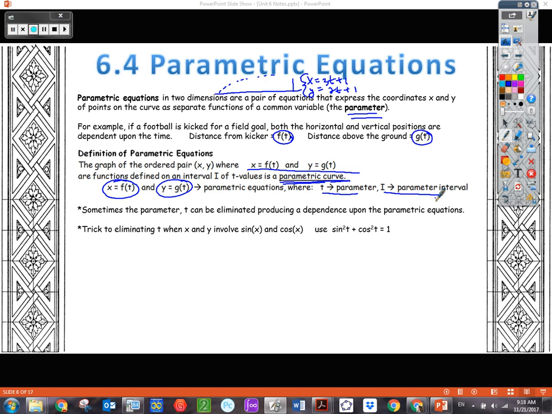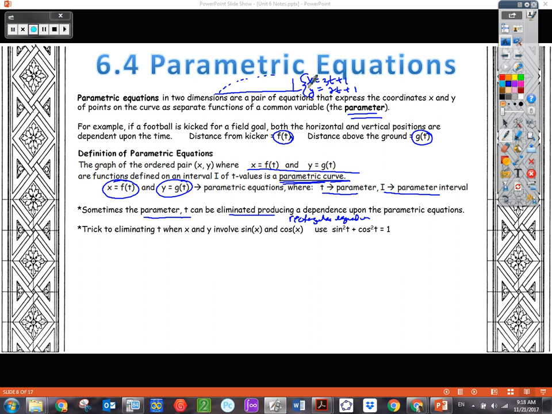We're going to practice a couple different things: how to graph them and how to eliminate the parameter. So the parameter t sometimes can be eliminated, and what it produces is a rectangular equation. When we eliminate the parameter, we get a rectangular equation. We get something with just x and y in it. If we get rid of the t, think about this set of equations. If there was a way for us to get rid of the t, I would just be left with x's and y's, right? And that's a rectangular equation. Okay?